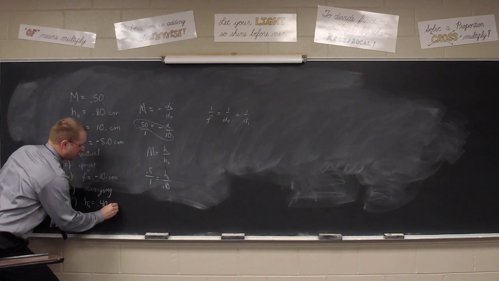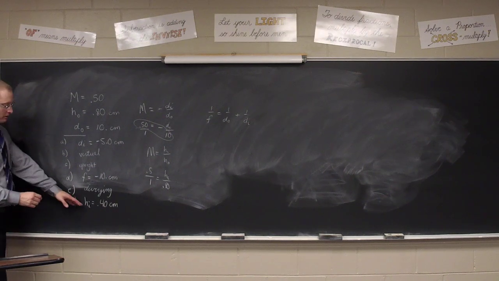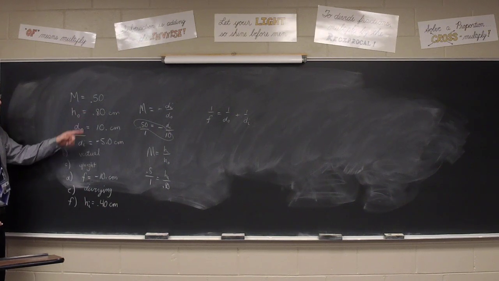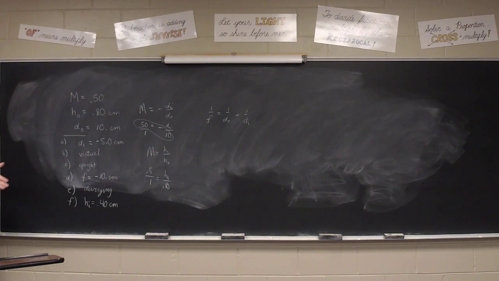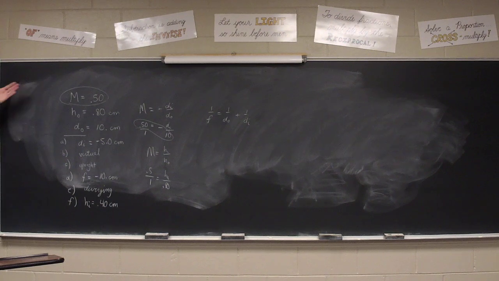0.40 centimeters. What do we notice about the image? Positive, of course, right? So upright. What else? Compare it to the object. It's half as big. It's smaller. It's reduced. It didn't ask for whether it was reduced or not, though again, we could have answered that right off the bat. The absolute value of the magnification was less than 1, so we could have said reduced with our first answer. They just happened to never ask for that little fact. Questions on this example problem?